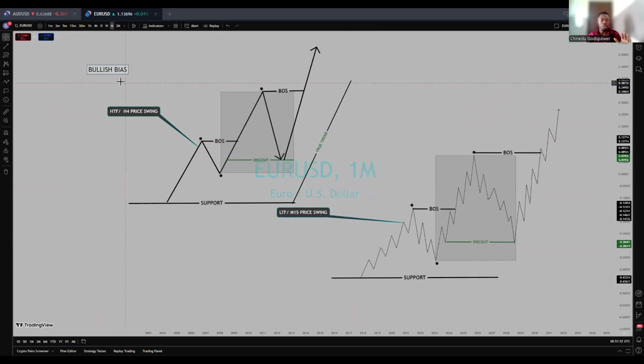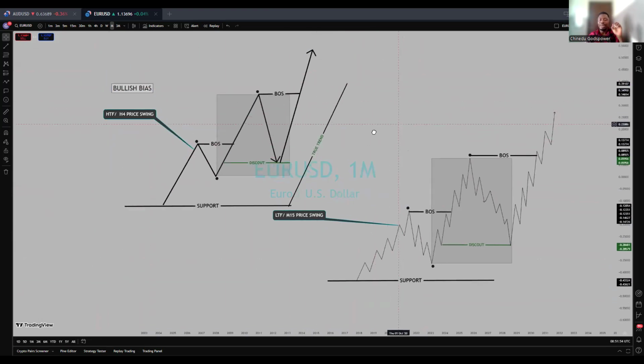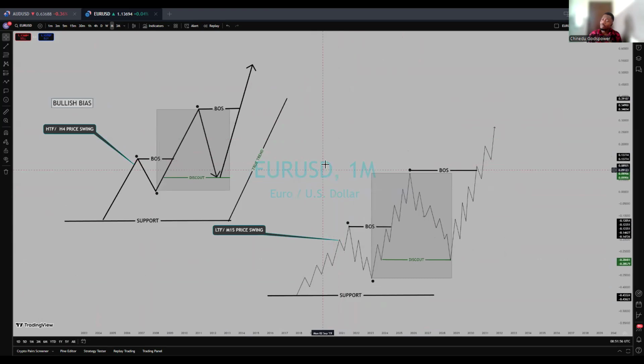I've done this on a bullish bias. I want you guys to go back and try to practice this on a sell bias. If you're not able to do it, this platform is here for you.